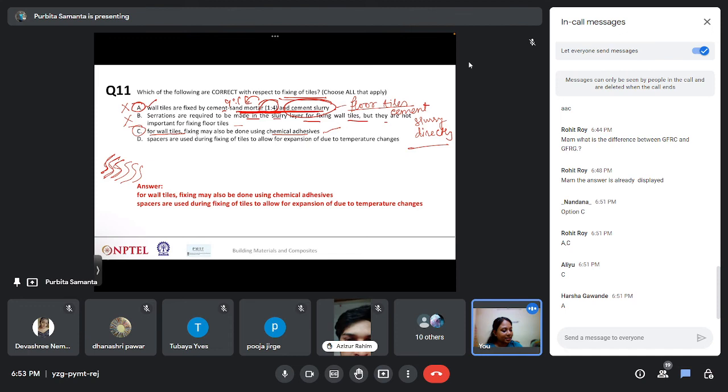Next, for wall tiles, fixing can be done with the help of chemical adhesives. That's correct. Okay, so this part is correct. And also, spacers are used. Spacers are basically a particular gap you give between one tile and another, and you fill it later with other material. These are given so that you can allow for a bit of expansion during temperature changes. So option B is also correct. Okay, so C is correct, D is correct. Am I clear with this particular question and answer?